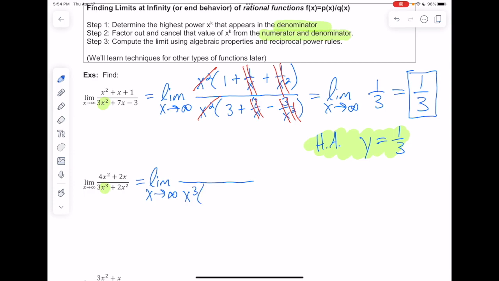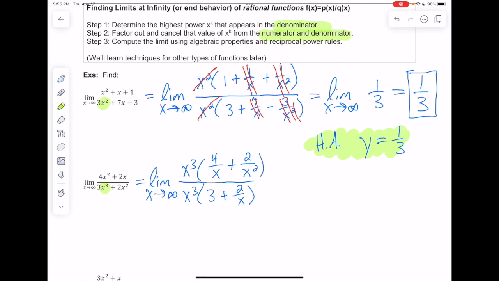3x cubed over x cubed is just 3. 2x squared over x cubed, we get some x's to cancel and we get 2 over x. In the top, again, we're taking out the exact same thing. You don't factor out the biggest power of x from the numerator and the biggest power of x from the denominator. You find the biggest power of x in the denominator and factor that one out of numerator and denominator. If you do that here, 4x squared divided by x cubed ends up being 4 over x. And 2x divided by x cubed ends up being 2 over x squared.